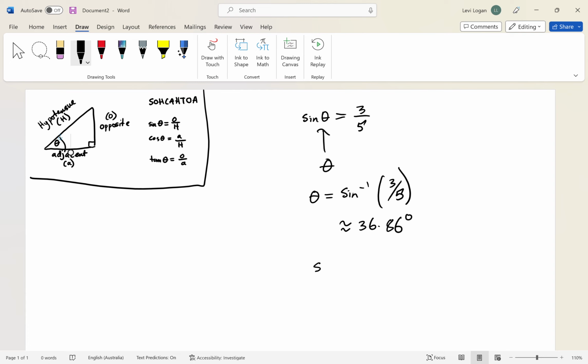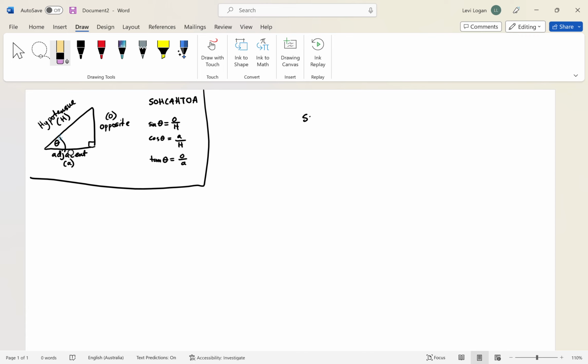So if you went sine of 36.86 degrees, of course there's other decimals there, but if you did that, you'll approximately get 3 over 5. Okay? So knowing that, we'll just rub that out now, and let's have a go at a basic problem. Let's put ideas into action pretty much.